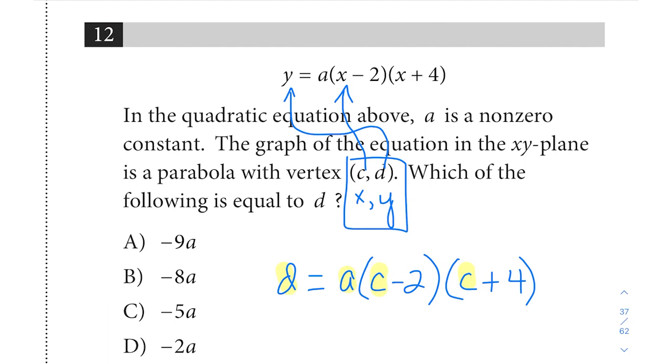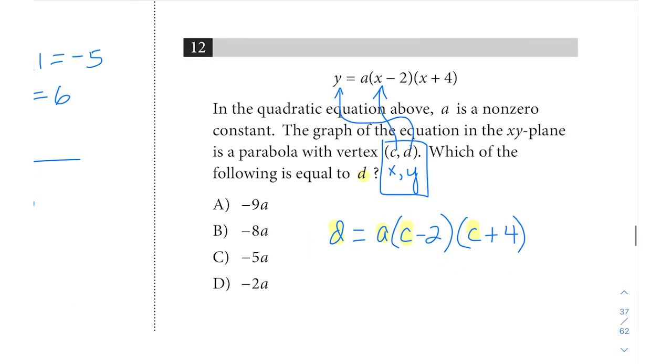You have a d, an a, and a c, and our question is just supposed to be in terms of a for our answer, because they want to know what d equals in terms of a. We see that we still have an a in the answer choice, but we shouldn't have a c in there, so we've got to find a clever way to eliminate that. So let's think about what a vertex is.